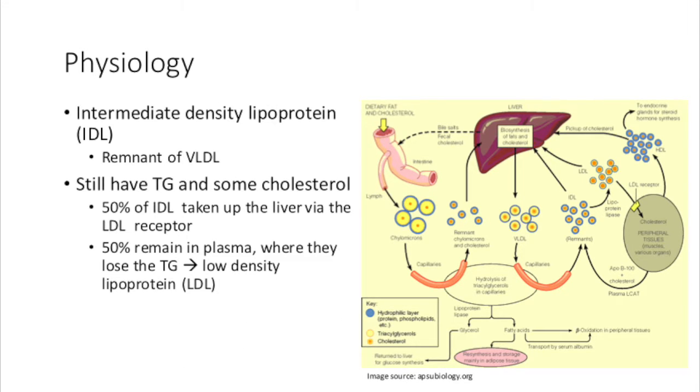Once VLDLs are broken down by the lipoprotein lipase, you form intermediate density lipoproteins, or IDLs, and these are considered the remnants of VLDLs. They still have triglycerides and some cholesterol, and approximately 50% of IDLs are taken up by the liver via LDL receptors. 50% remain in plasma, where they lose their triglycerides and become low-density lipoproteins.